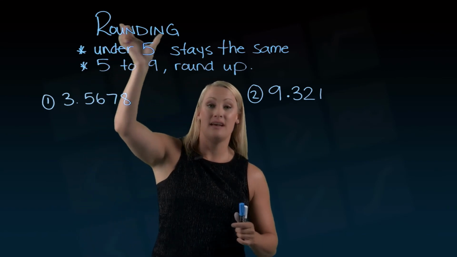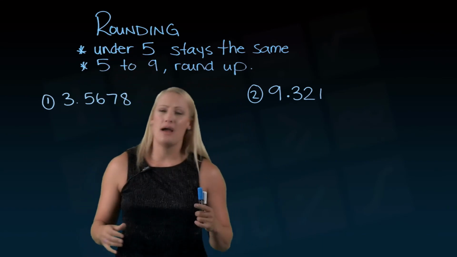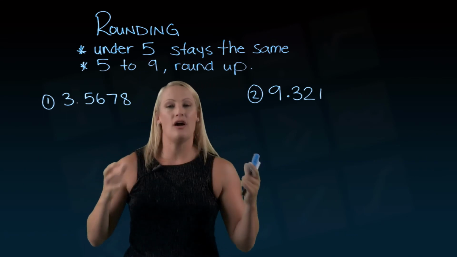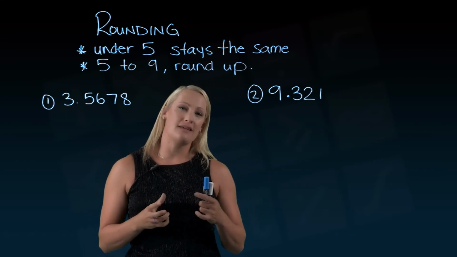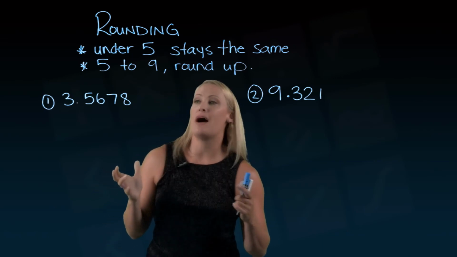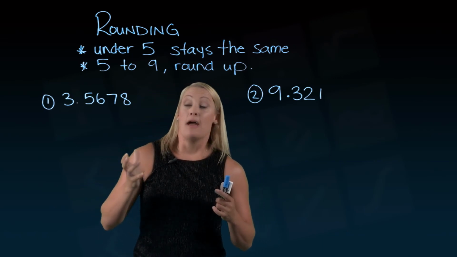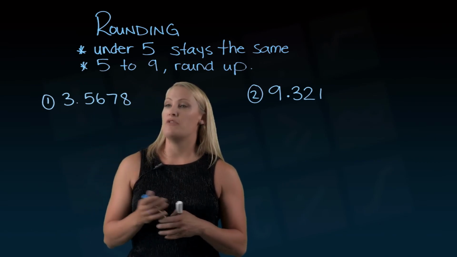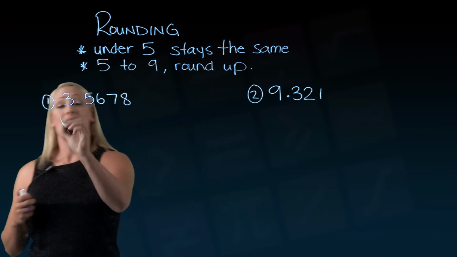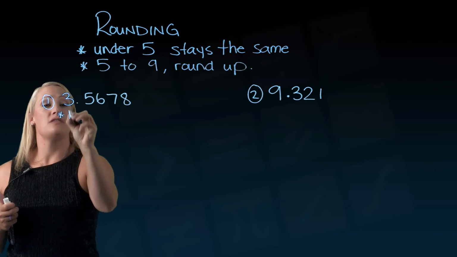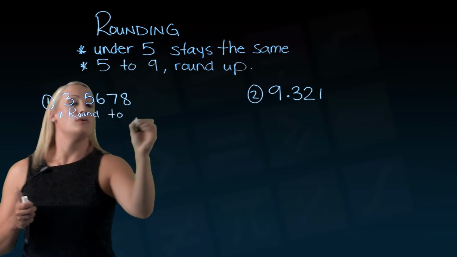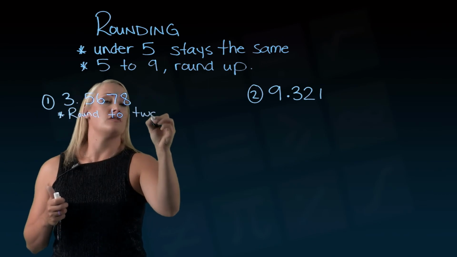I want to talk about one more concept, and that concept is rounding. A lot of the times, if you're writing a test or you've got something that you have to calculate, for the final answer you're asked to round to a specific spot. So that's what we're going to talk about. Let's take a look at this example for a second. We've got 3.5678, and let's say that you were asked here to round to 2 decimal places.